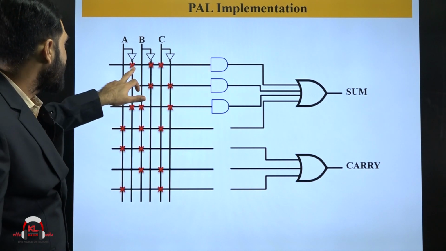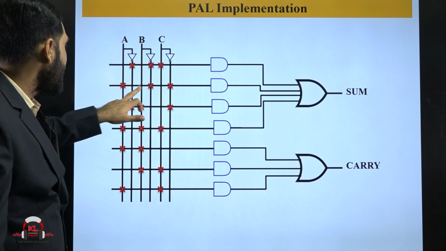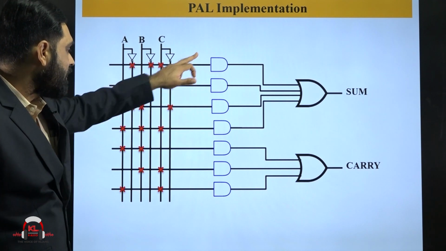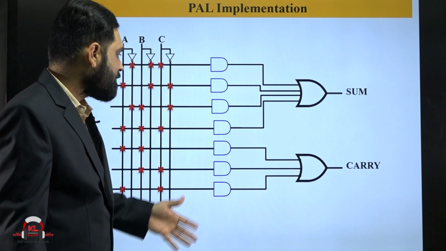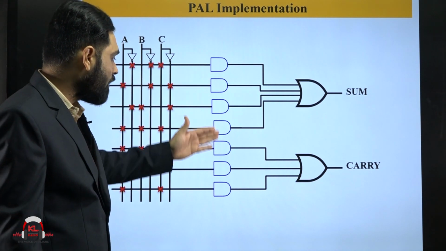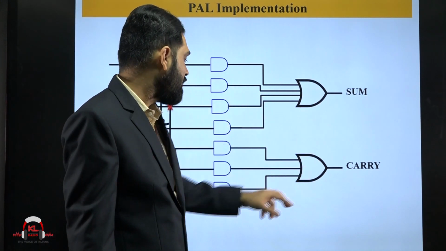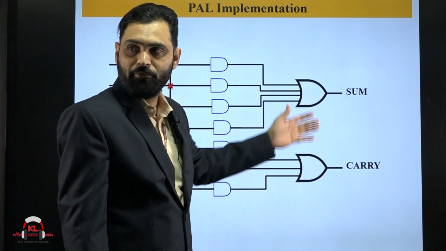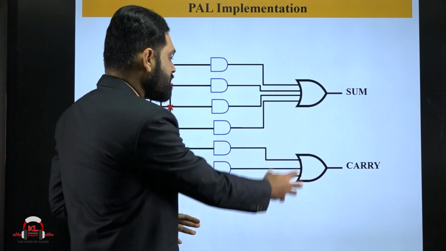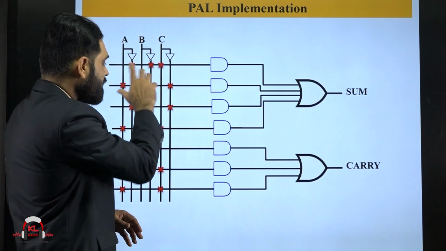This AND gate is connected to A bar, B bar, C. This AND gate is connected to A, B bar, C bar. Like that, whatever sum of products expressions are given to you, accordingly all these AND gates are connected. The first 4 AND gates are connected to this OR gate, and the remaining 3 AND gates are connected to this OR gate. So the OR gate connections are fixed, but where the AND gates connect, that you can change.